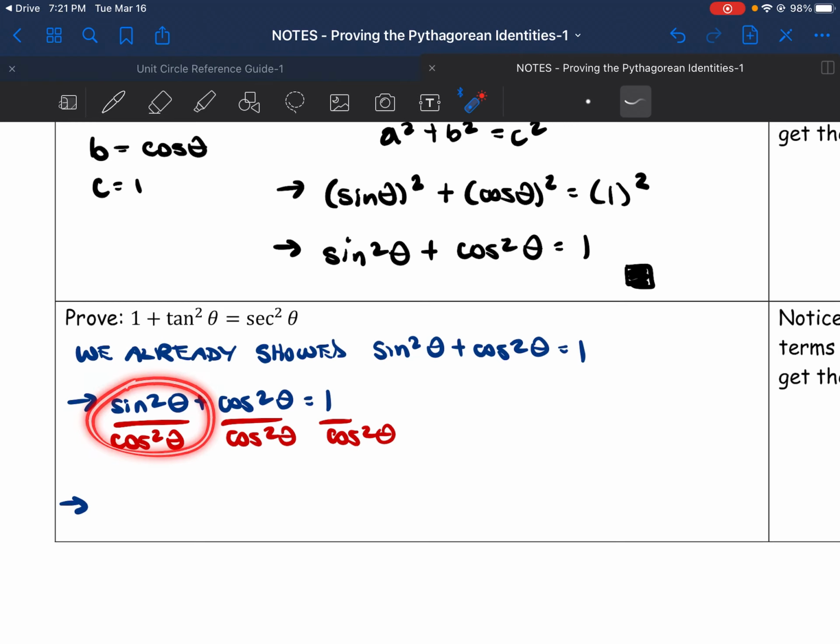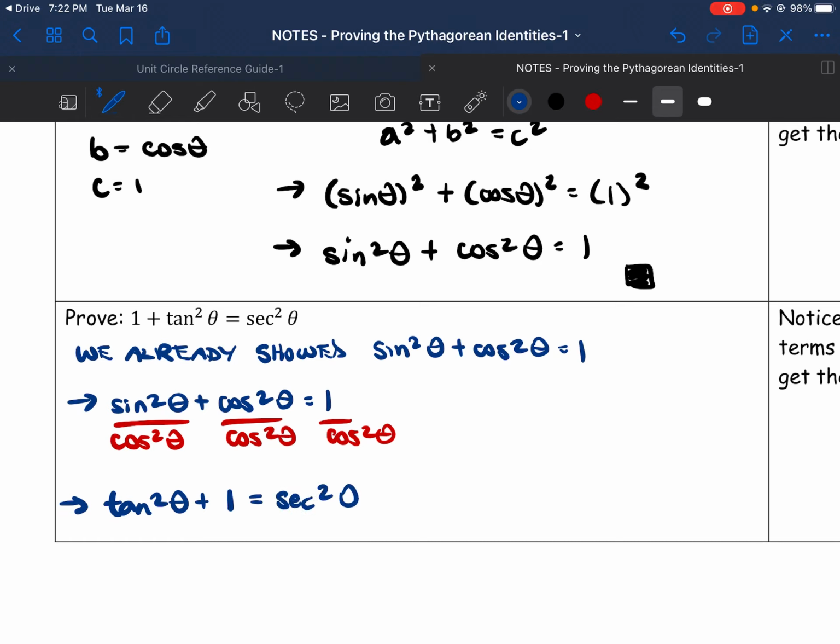So sine squared of theta divided by cosine squared of theta. Well, we know sine over cosine is tangent. These are both being squared. So sine squared of theta over cosine squared of theta is tangent squared of theta. Cosine squared of theta over cosine squared of theta cancel to give you 1. So this is plus 1 equals, and of course, just like we were mentioning a moment ago, 1 over cosine is secant. So 1 over cosine squared is going to be secant squared of theta. And that's exactly what we wanted to prove.